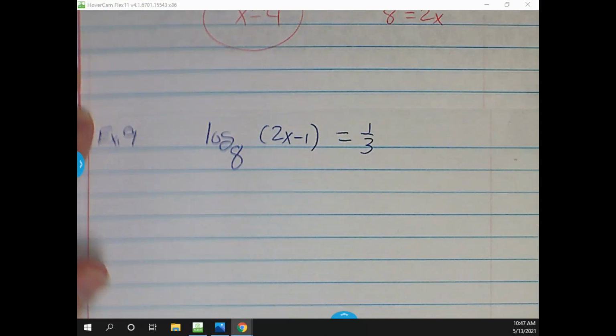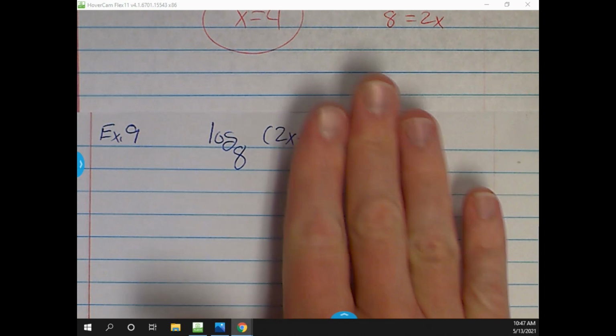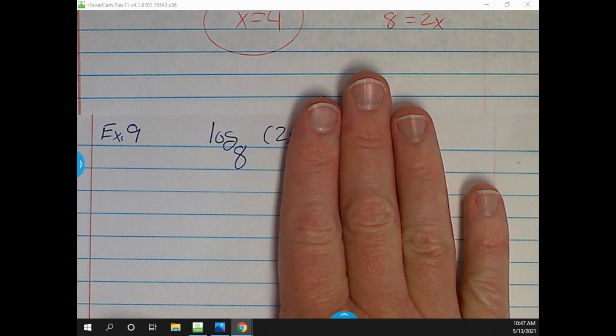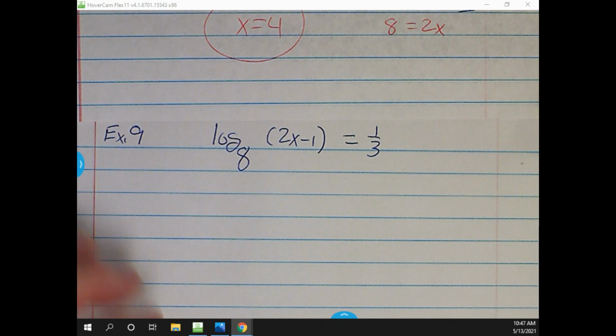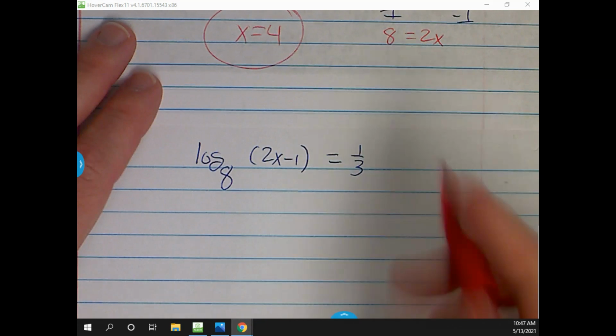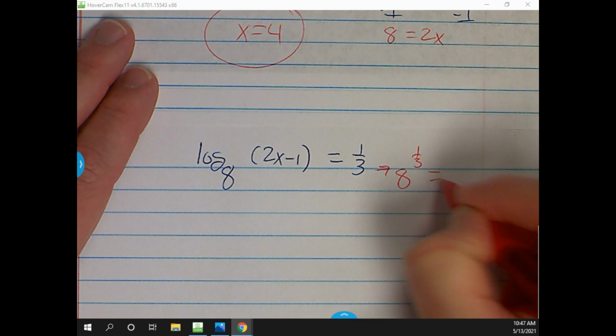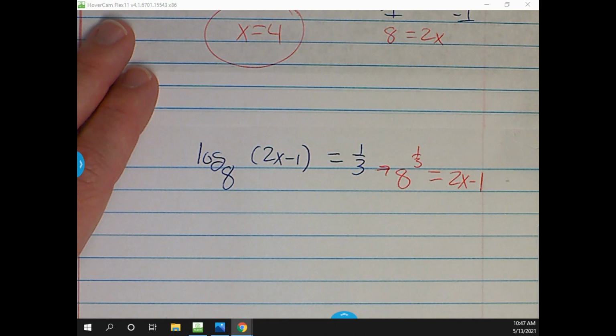Okay, same thing as the other ones here. The only way you could solve this one is if they gave you like log of 2 and the base was 8. That one you could punch straight into the calculator, but because of the x that's here, we've got to take this thing and rewrite it. So this becomes 8 to the 1/3 power equals 2x minus 1.